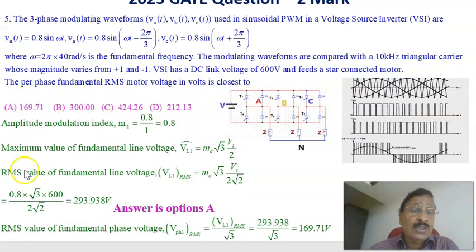Now coming to the question, what is the per phase fundamental RMS voltage? Here the RMS value of the fundamental per phase voltage can be calculated by taking the RMS value of the fundamental line voltage and dividing by √3. Therefore, 293.938 divided by √3 is equal to 169.71 volts. Therefore, the answer is option A.